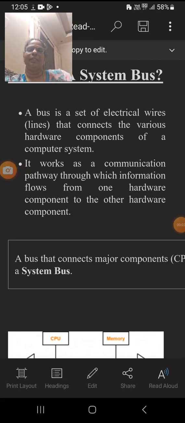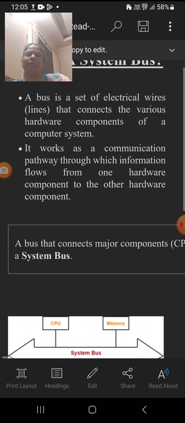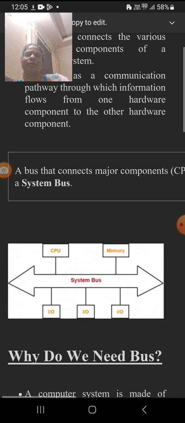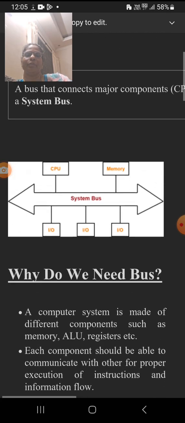A bus is a set of electrical wires, also called lines, connecting the various hardware components of the computer system. It works as a communication pathway through which information flows from one hardware component to the other components. So the bus is connecting the components into a system. So why do we need the bus?